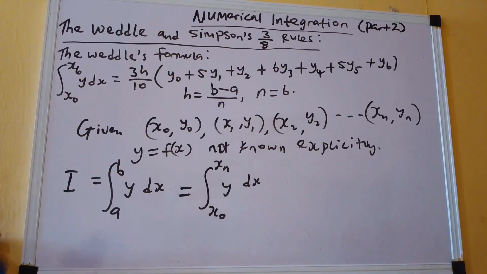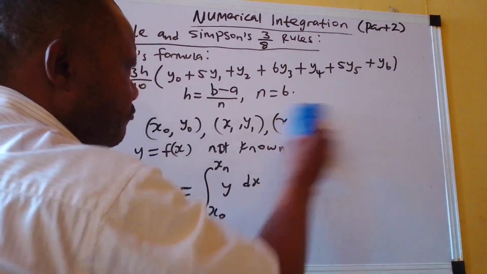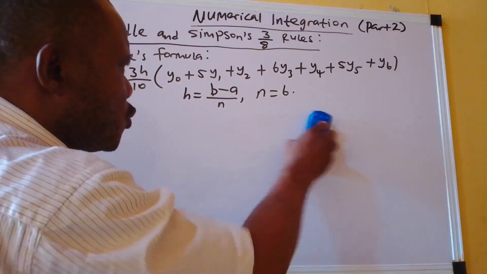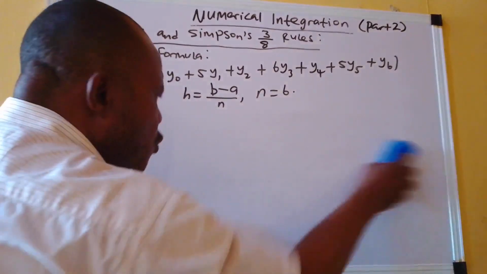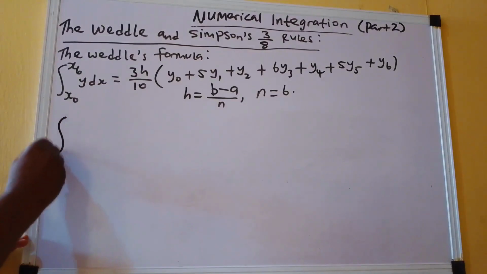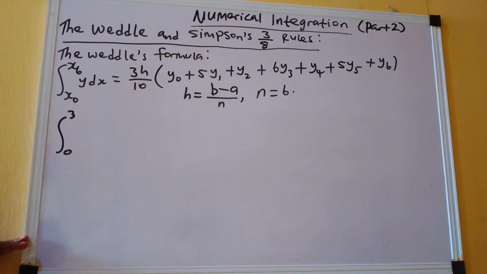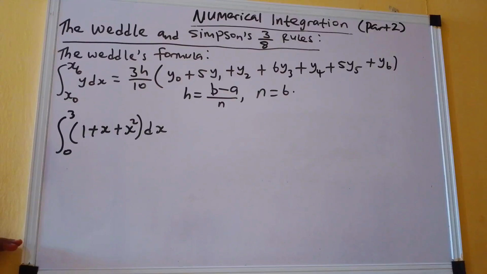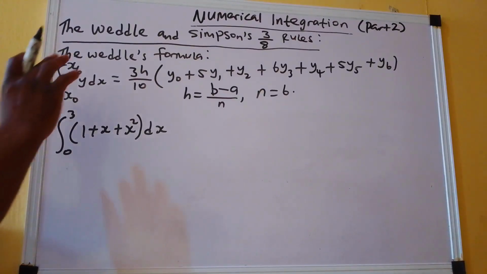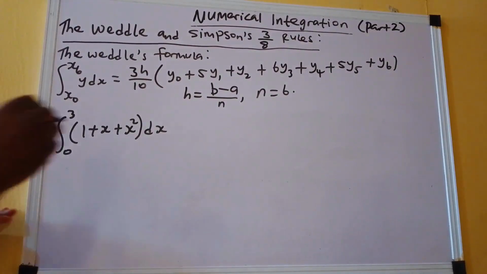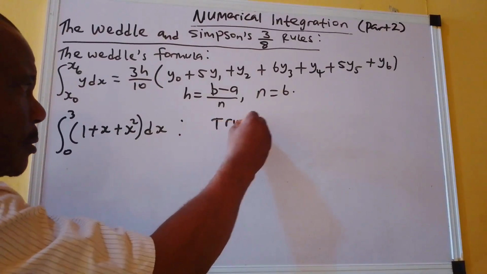Now, permit me to pick a particular problem and solve using these two methods of solution, so that we can compare the error with the true solution. If I have a problem as this, integrate the integral from 0 to 3 of (1 plus x squared) dx, and I say we should carry out this integration using Weddle's rule and Simpson's 3/8 rule, the first thing we need to do is to get what we call the true solution.